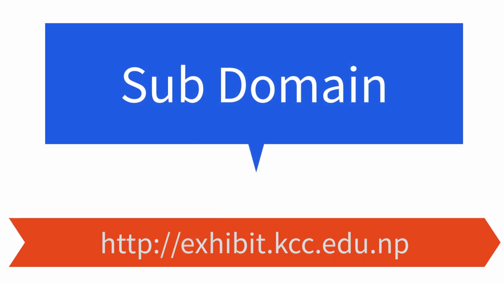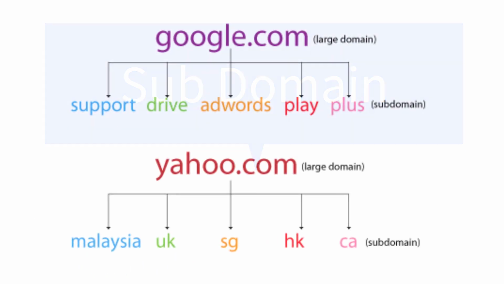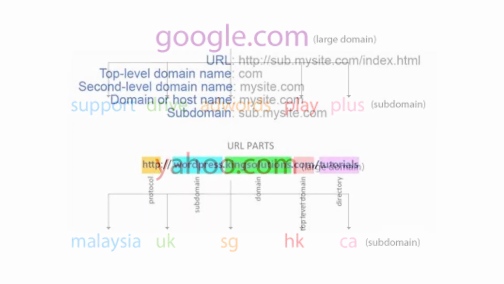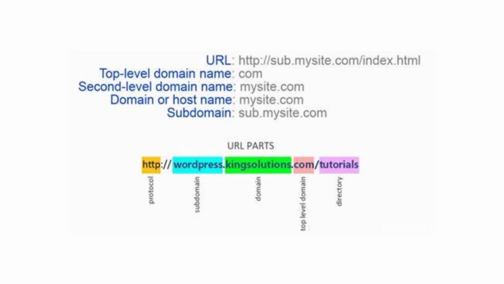A subdomain is a domain that is a part of main domain. Subdomains are created to organize and logically separate a website into different sections. You can create multiple subdomains of your main domain, for example, exhibit.kcc.edu.np. In this example, exhibit is the subdomain of kcc.edu.np. You can use the text of your choice as a name of subdomain, but I recommend to choose the best keyword so that it will perfectly represent the section.